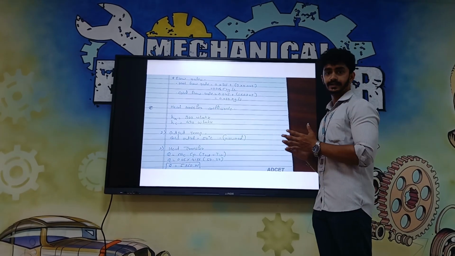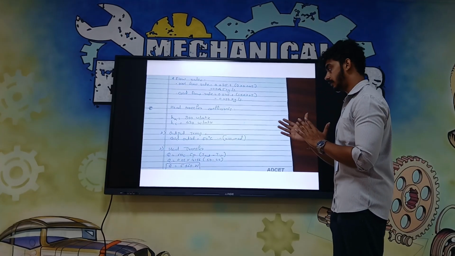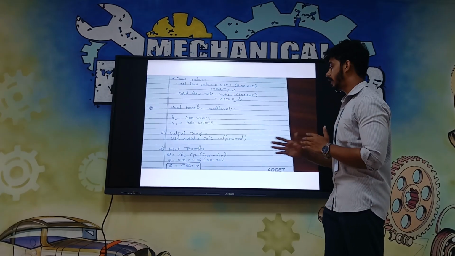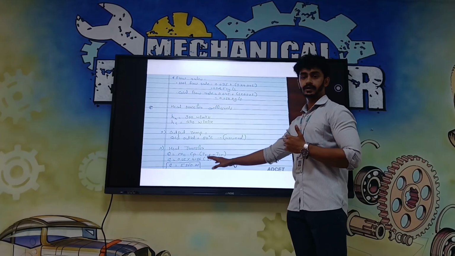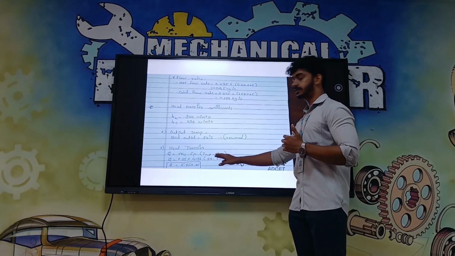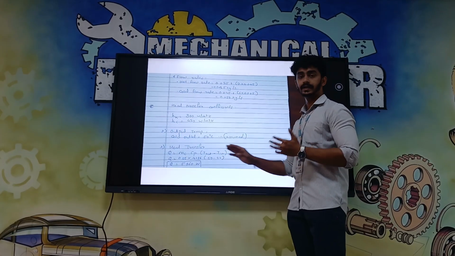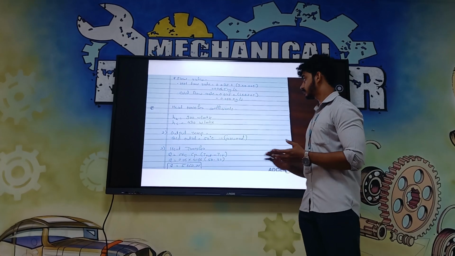Later, for heat transfer, we have the formula Q is equal to m_c into Cp into T out minus T in. We have m_c equal to 0.05 into 4188, that is Cp, and T out is 50 and T in is 22. So 50 minus 22, and the total heat transfer we get is 5860 watt.